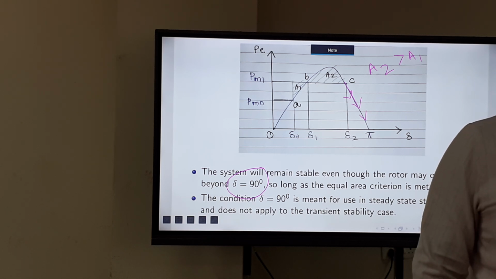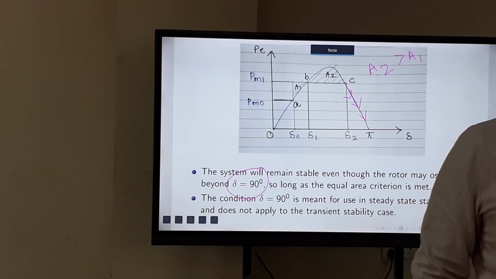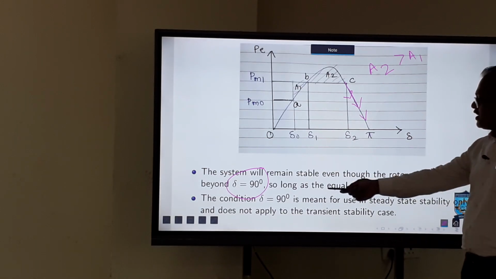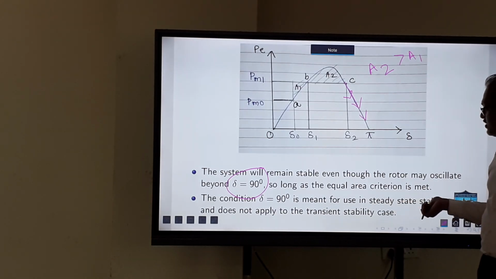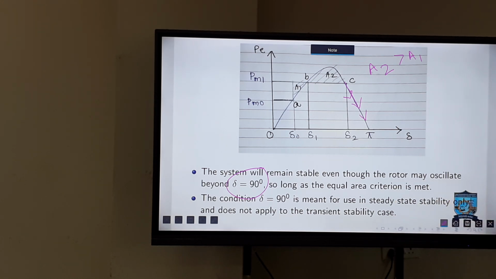Just like sportsmen sometimes do things that for a normal human being is not possible, running at a particular speed, jumping a long distance, it can happen under certain situations. You might perform much better under stress compared to normal situations. So the generator can go beyond 90 during faults, but not permanently, only for a very short duration. The condition delta equals 90 is meant for steady state stability, and doesn't apply to transient stability. Remember, it's a very important point.